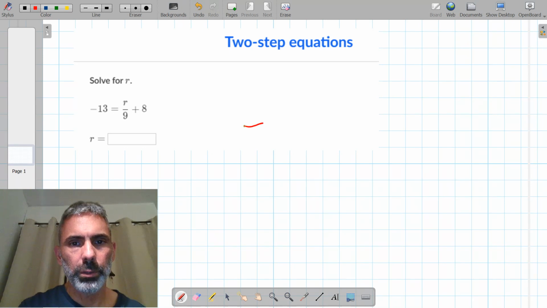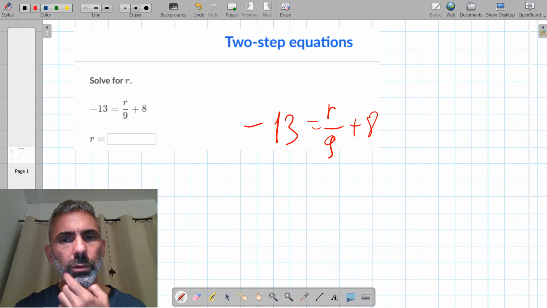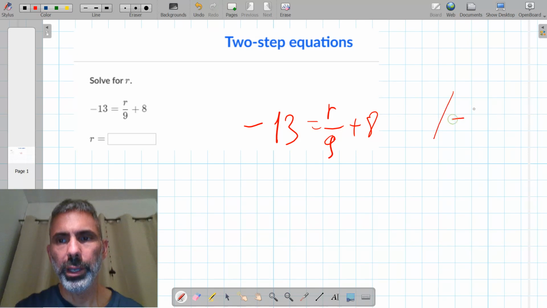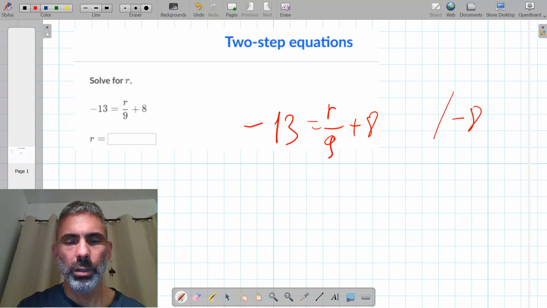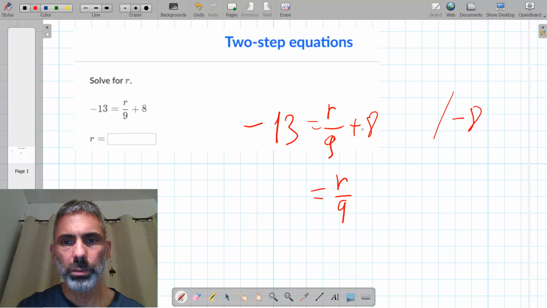Okay, so let me write the equation. Minus 13 equals r over 9 plus 8. So the first thing, I want to get rid of the plus 8 here to be left just with the r over 9. So I'm going to subtract 8 from both sides of the equation. So I have on the right hand side r over 9, because plus 8 minus 8 is nothing.